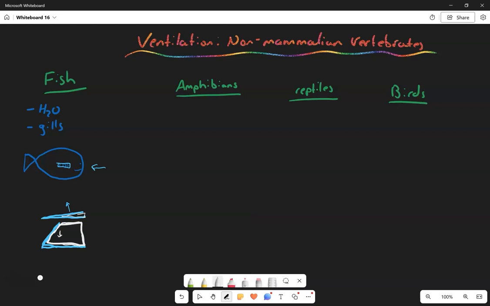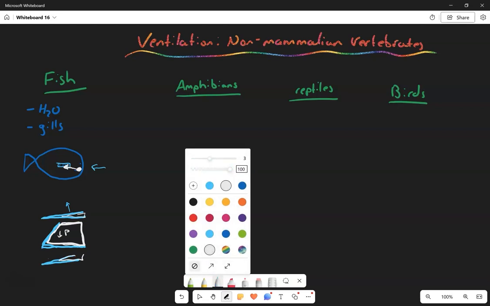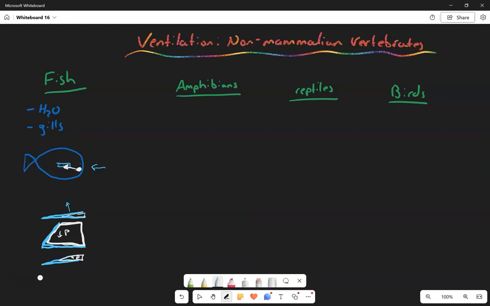So when that happens, that drops the pressure inside of there, and it causes water inside of the buccal cavity to enter that opercular cavity. Now, when the operculum then shuts and returns back to its normal resting size, our volume decreases, which increases our pressure. So that's going to force the water out the backside of that operculum. And at the same time this is happening, the mouth, the oral cavity, is doing similar things to bring water in and out of the mouth.